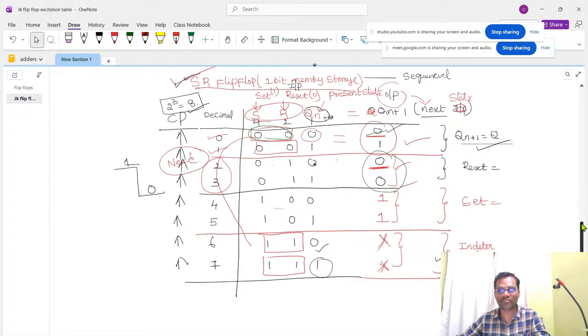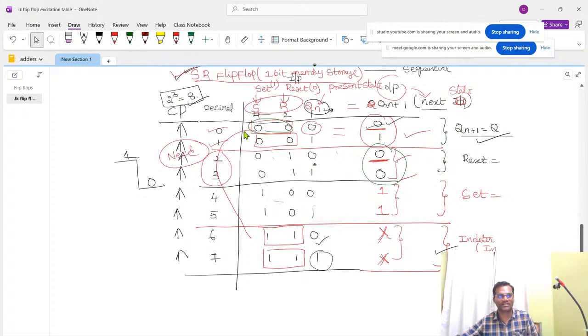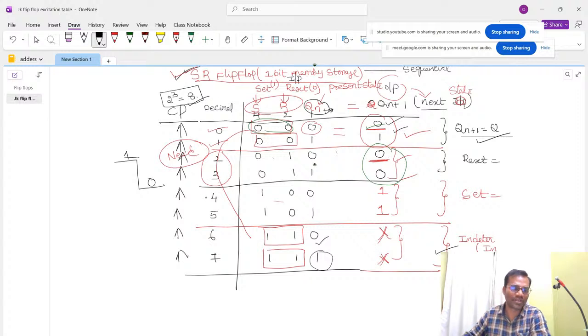What is an SR flip flop? Given an overall view, SR flip flop: if both inputs are 0 0, output is how much? Zero. So if inputs are 0 0, output is Qn plus 1 is equal to Qn. If the inputs are 0 1, output is Reset. If the inputs are 1 0, output is Set. If it is 1 1, output is Indeterminate, invalid.